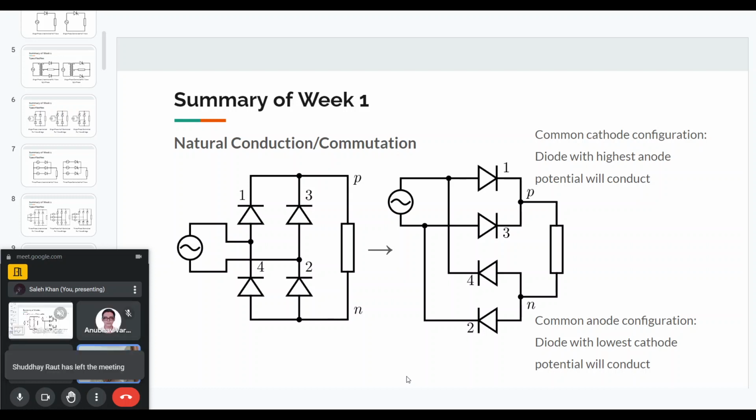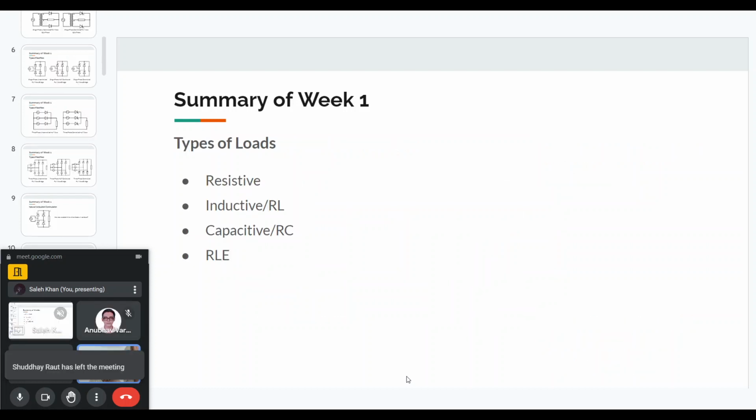So this is called natural commutation. Now, depending on the different types of loads that we have, the load will determine what kind of voltage we get and what kind of current we have at the output. And so we can have different kinds of loads. We can have a resistive load, an inductive load, or an RL load, a capacitive load, or an RC load.